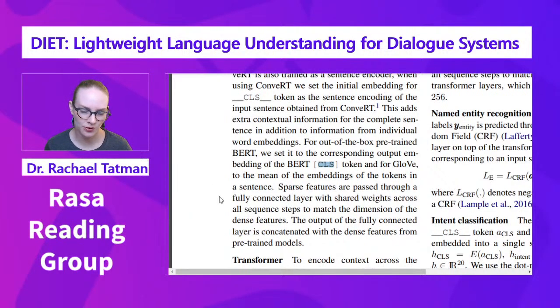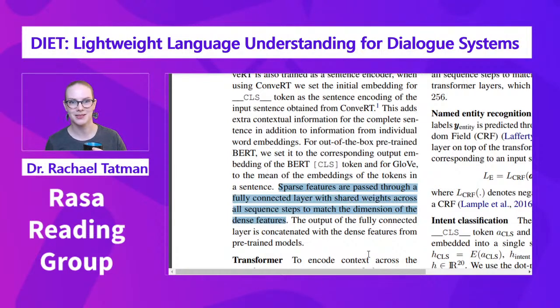Sparse features are passed through a fully connected layer with shared weights across all sequence steps to match the dimensions of the dense features. The output of the fully connected layer is concatenated with the dense features from the pre-trained model. So these are things like the one-hot encoding. Okay, so this is reshaping these one-hot encodings to the same shape as the other features so that everything is the same size and you don't get dimension mismatches.